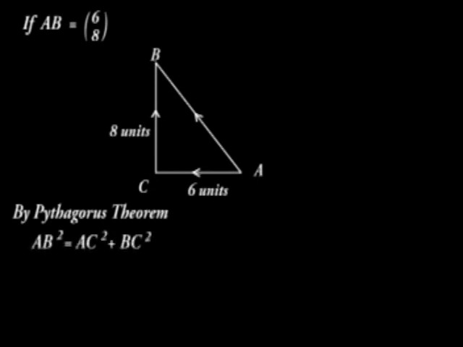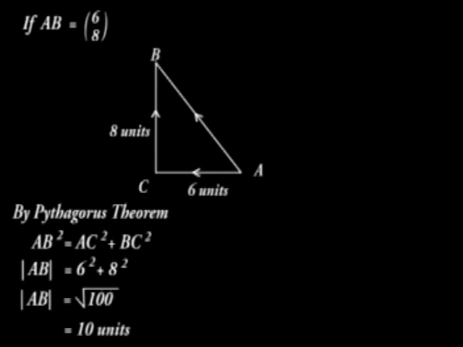Length of vectors. If AB is equal to (6, 8), it means that starting from A, you cover a distance of 6 units on the horizontal axis and 8 units on the vertical axis. This can be represented as shown by the figure below. By Pythagoras theorem, AB squared is equal to AC squared plus BC squared. Thus, the length or magnitude of AB is given by AB squared is equal to 6 squared plus 8 squared, which is 100, and the answer is 10 units.